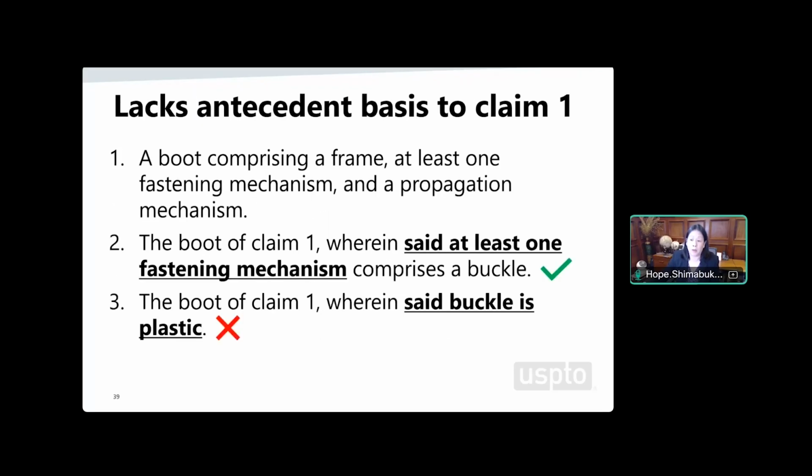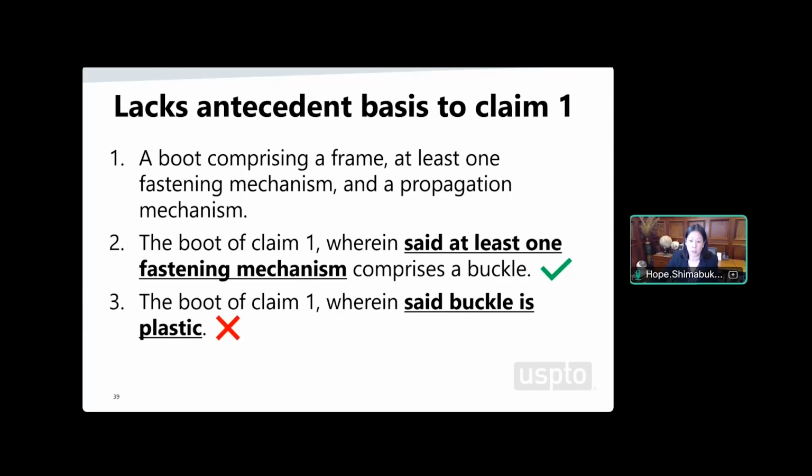So the question is, is there a clear antecedent basis in the independent claim for the later referred to limitation? With claim 2, the answer is yes. It is also important to remember that the number of items being referred to must also be synchronized as well. But with claim 3, the answer is no, simply because claim 1 makes no reference to a buckle.